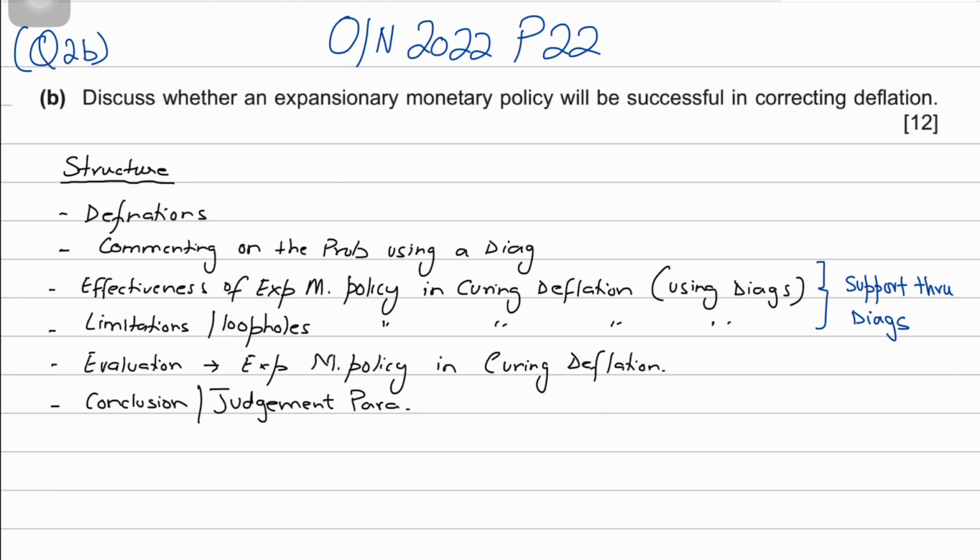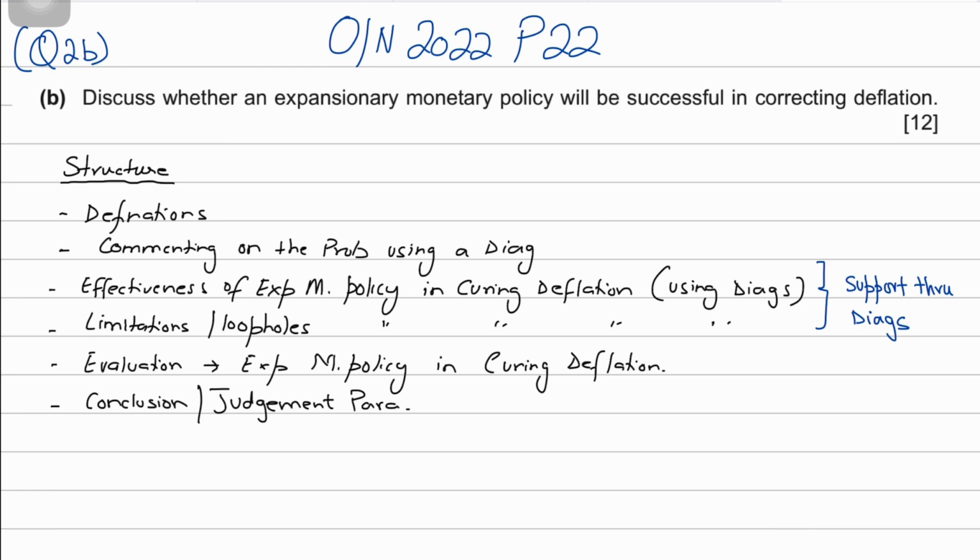So these are known as limitations, or you could say hurdles or loopholes. All of those limitations, loopholes or hurdles of the policy that could hinder or reduce its effectiveness in curing deflation need to be mentioned and explained via diagrams. Then comes our evaluation, where we talk about how the effectiveness of the policy would depend upon certain factors. That is, how successful expansionary policy would be in curing deflation would depend upon these factors, which we'll discuss in the video as well.